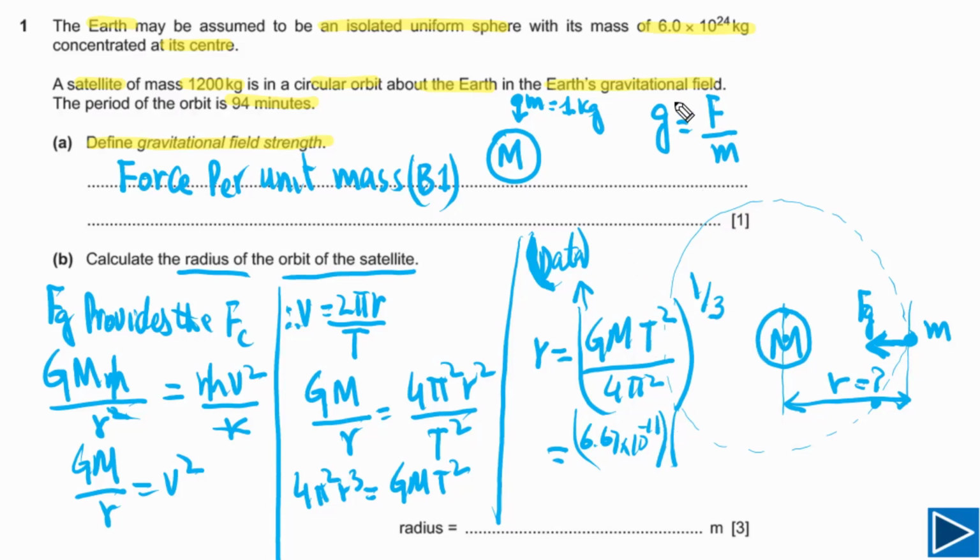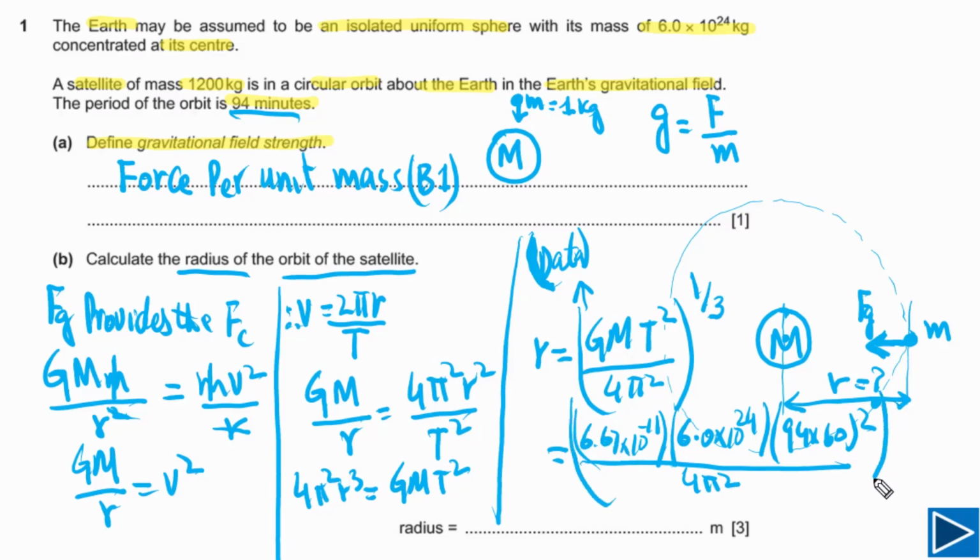M is the mass of the planet, capital M. The mass is given, that is 6.0 times 10 to 24. And the time period is given in minutes. We have to convert into seconds. We can write down 94 times 60, and this is T squared, so this is squared, divided by 4 pi squared. So you can plug in the value of pi, and we have to take the cube root of this, 1 by 3. If we solve this one, we will get our final answer, that will be 6.9 times 10 to 6 meters, up to 2 SF, and that's the answer.